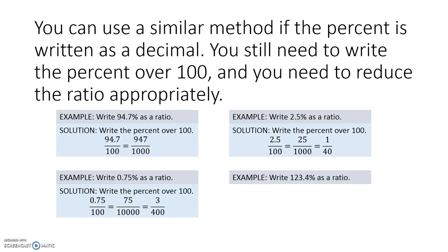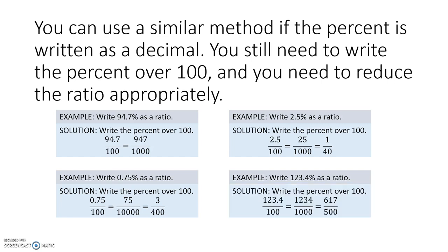Finally, what happens if your decimal is over 100? 123.4% as a ratio. We do exactly the same steps. We write 123.4 over 100 and appropriately reduce the ratio. Move the decimal one place to the right, because there's one decimal place in the numerator. We get 1,234 over 1,000, and we reduce that particular ratio appropriately. It gives us 617 to 500.